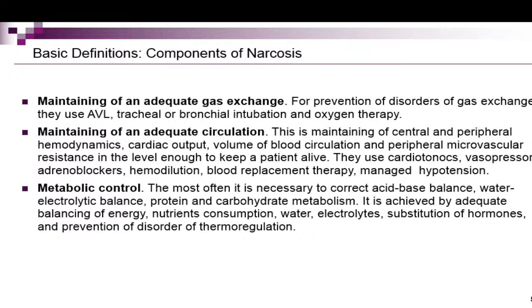Metabolic control. Most often it is necessary to provide acid-base balance, water electrolyte balance, protein and carbohydrate metabolism. It's achieved by adequate balancing of energy, nutrients, consumption, water, electrolytes, substitution of hormones, and prevention of disorders of thermoregulation.